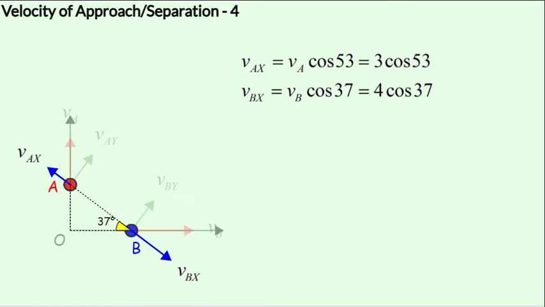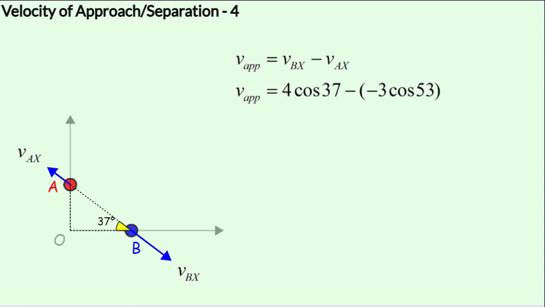Now we have the vector components along the line AB, so let's compute the velocity of approach as we can obtain the relative velocity of these components. The velocity of approach or separation of B with respect to A will be the relative velocity of the components along the line AB, so that would be VBX minus VAX. If we take the direction along VBX to be positive, then VAX will be negative, and therefore VBX minus VAX will be 4 cos 37 minus 3 cos 53, which is positive.